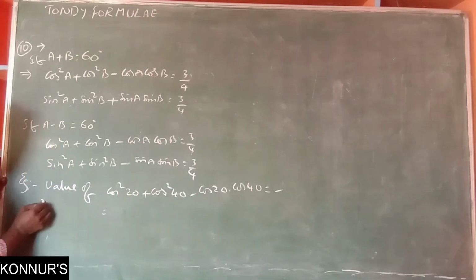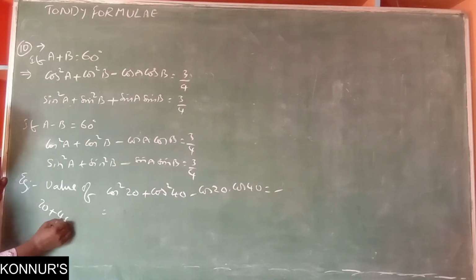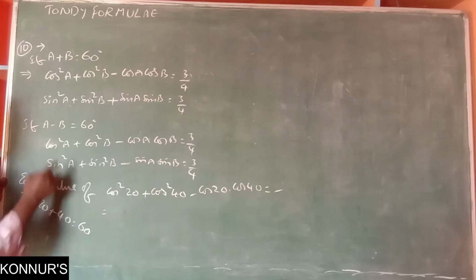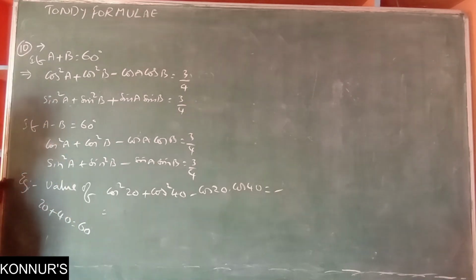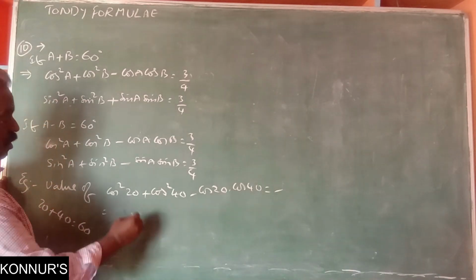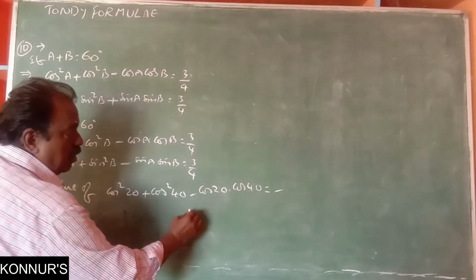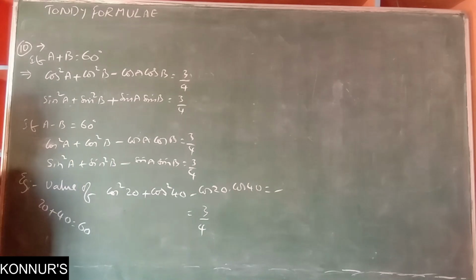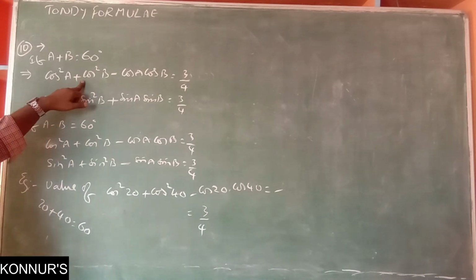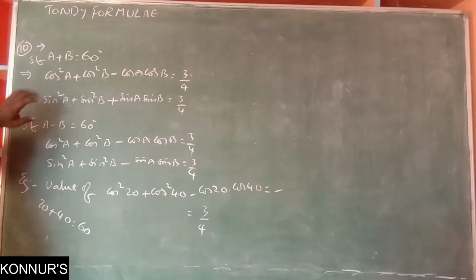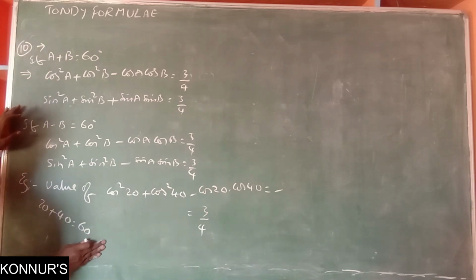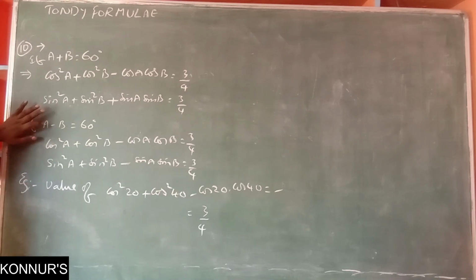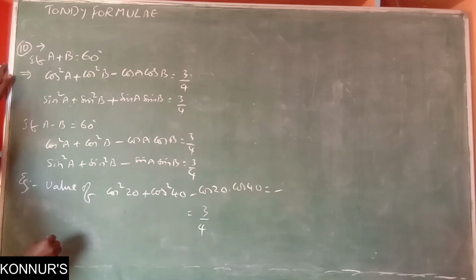Here, 20 plus 40 is equal to 60. So the first formula. Okay now, so its answer is how much? It is simply 3 by 4. Why? Because of using this formula. Okay now, like this, in case of sine also. Suppose, observe me. I want to use this formula.